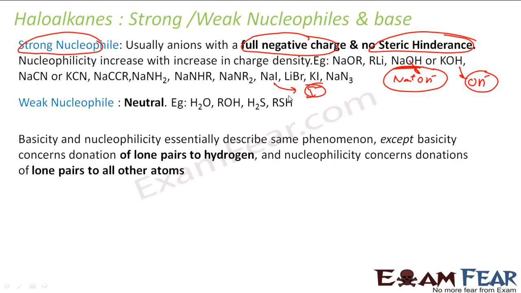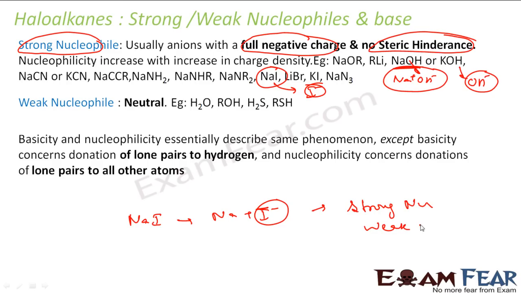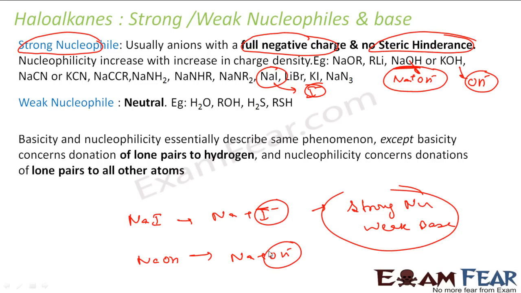It may be a weak base, it may be a strong base. For example, NaI is nothing but Na plus and I minus. Since I minus has a charge, it is a strong nucleophile, but I minus is a weak base. We all know that. So this is a strong nucleophile and weak base. If we talk about NaOH, it gives Na plus and OH minus. Since OH minus has a charge, it is a strong nucleophile, because for a nucleophile, the thing that matters is the charge, and we know OH minus is a strong base. So there can be a compound which is a strong nucleophile and strong base, or a strong nucleophile and weak base.